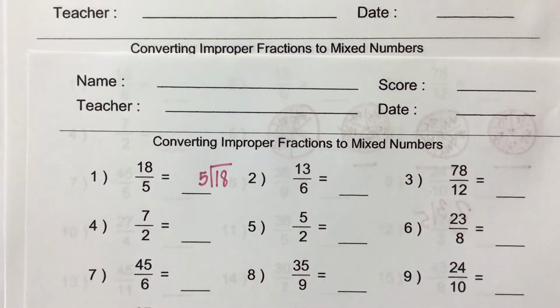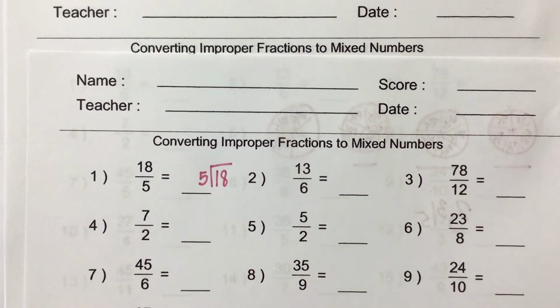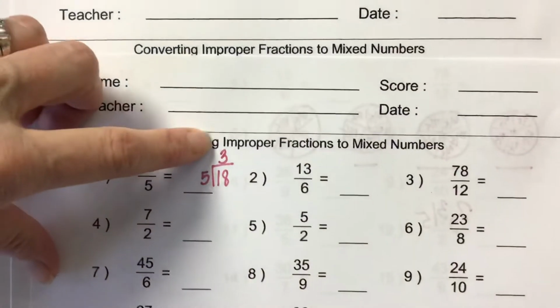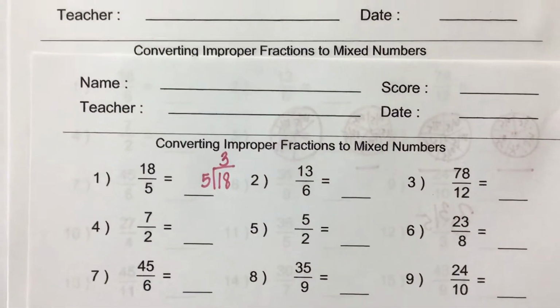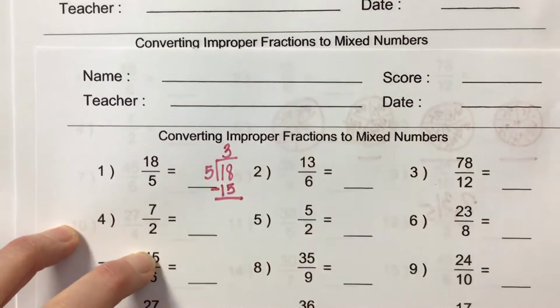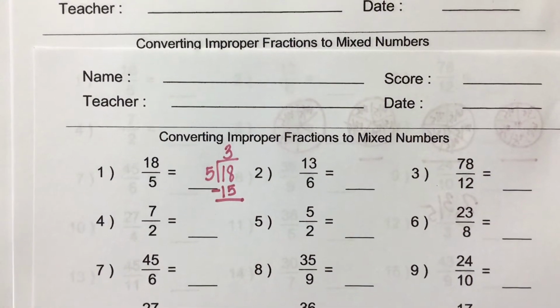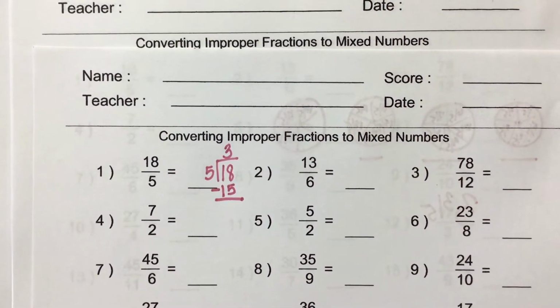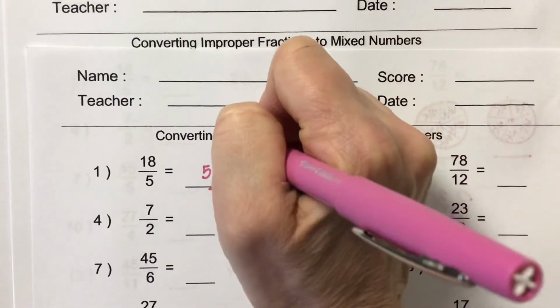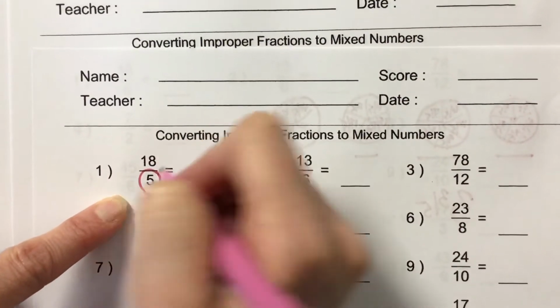Who knows how many times can 5 go into 18 without going over? Jackson. 3 times. And what is 3 times 5? Melanie? 15. So we subtract out our 15. How many are left? I need you to be focusing, please. 3, so we bring that up to the top instead of a remainder, and then our denominator is going to be 5.